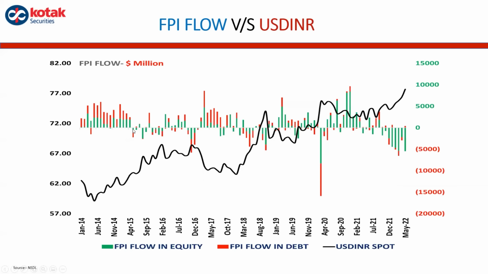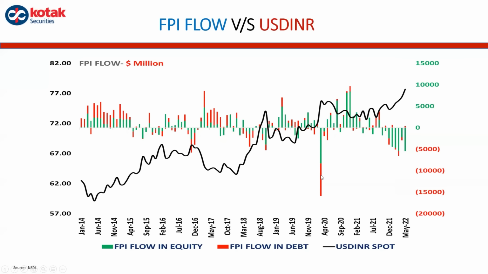Similarly, now for example, we can take into consideration from April 2015 all the way to say January 2017. If you see, the FPI flows have been more or less like in and out. Now, in such a scenario, you can see the dollar rupee was more or less in a range. Now, say for example we have a situation something like we saw in April 2020.